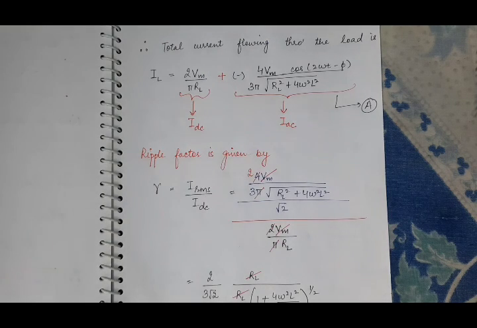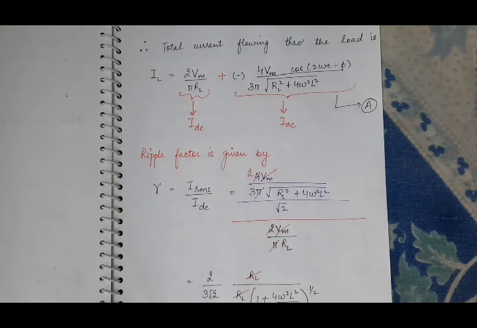So what will be the total current flowing through the load? It will be IL, the sum of IDC plus IAC. And what is IDC? It is 2 Vm by pi RL. And IAC is minus 4 Vm by 3 pi cos (2 omega t minus phi) divided by the impedance Z, which is equal to root of RL square plus 4 omega square L square.